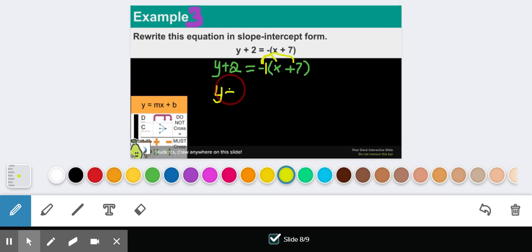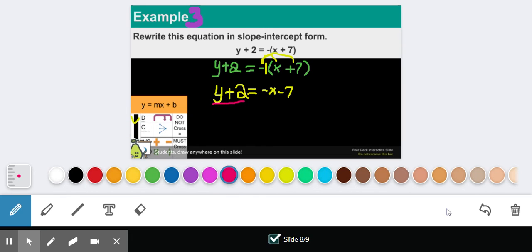Okay, so now we don't change anything on our left side of the equation. So we've got y plus 2 equals, so -1 times x is going to be -x. And then -1 times 7 is going to be -7, because a negative times a positive is always a negative. Okay, see, that wasn't too bad. I just have to know that there's always that sneaky little one hanging out there. So I have distributed.